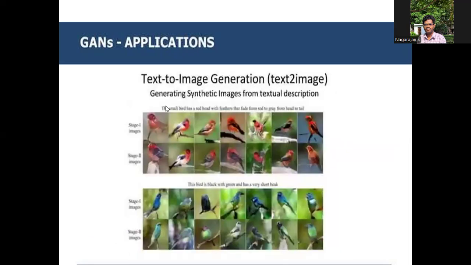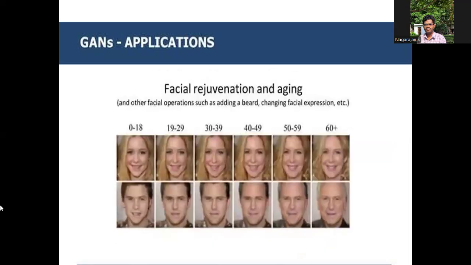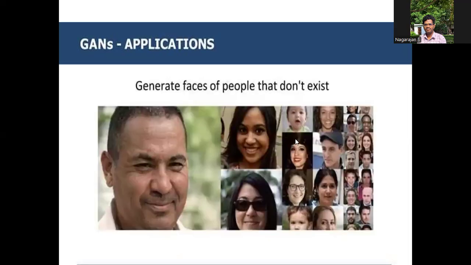And text-to-image generation: generating synthetic images from a textual description. If you type a bird name, suppose parrot, then after training, the network will try to generate synthetic images, and you can also feed real parrot images. Once you give this, you can compare them. Facial aging is another technique where you can apply GAN. There are plenty of applications in real time, such as generating faces of people.